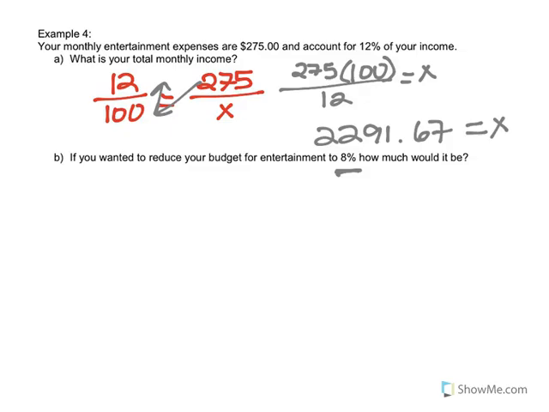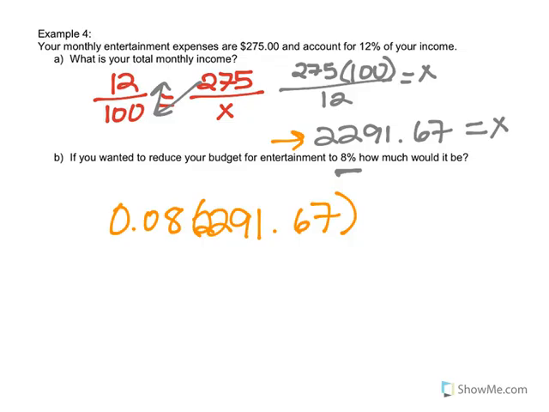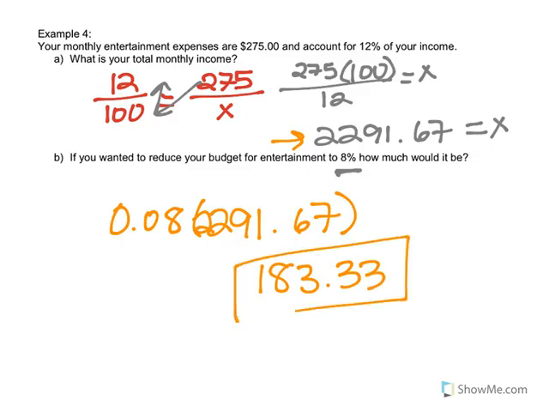You're realizing that 12% is probably pretty hefty for your income, considering in the last example that's how much you save. So we want to cut it down to 8%, so we're going to figure out what 8% is of your total income. So 0.08 times 2291.67, and the amount that you would then use towards your entertainment, which would be this. So that's a lot more reasonable than $275.